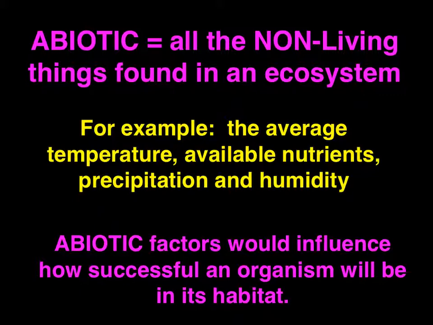Abiotic means all the non-living things found in an ecosystem. For example, the average temperature, available nutrients, precipitation, and humidity would all be abiotic factors. This does not include dead organisms. These would be considered biotic because they used to be alive. Abiotic factors would influence how successful an organism would be in its habitat.